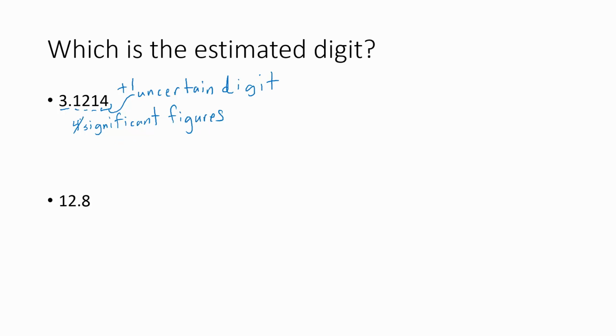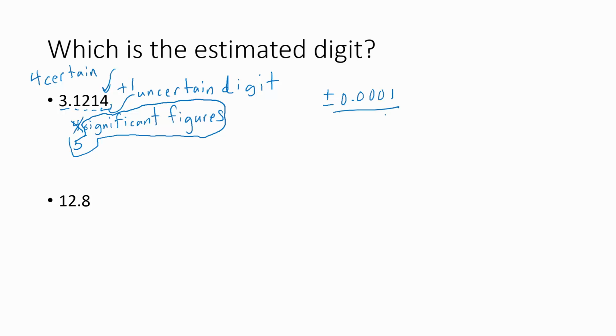So when I count these all up, I am going to say that I have the 4 certain digits plus the 1 uncertain digit, giving me a total of 5 digits that I'm going to have to contend with in a calculator. Okay, so the digit that's estimated in this case is that last one, the 4. So this measurement is going to be plus or minus 0.0001.